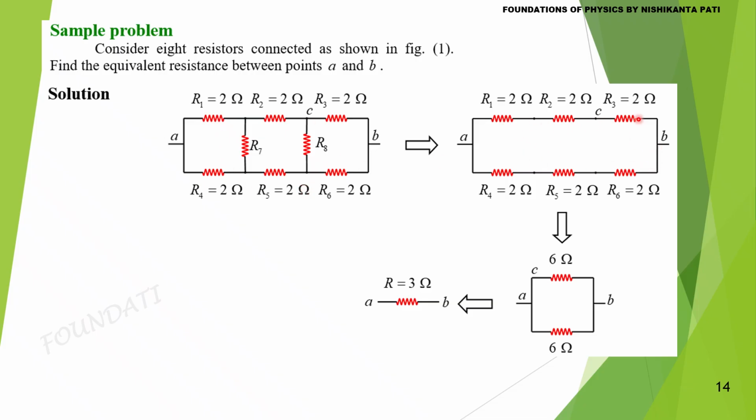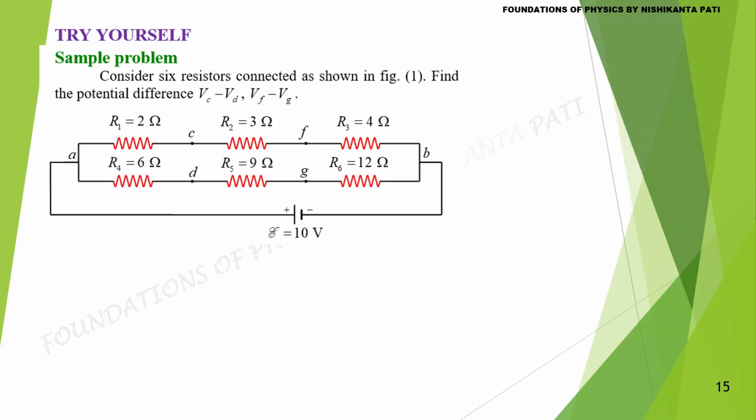These three are in series. It is now 6 ohm. These three are in series. It is 6 ohm. These two are parallel between A and B. So the effective resistance is 3 ohm. This you will do by yourself.